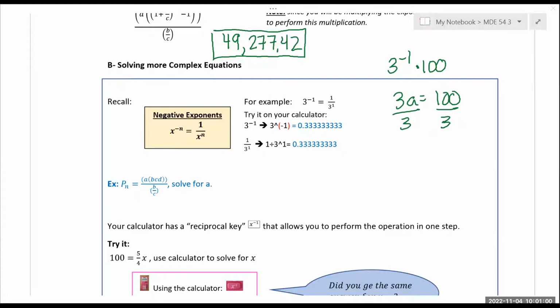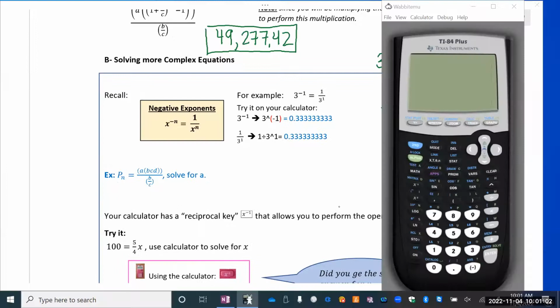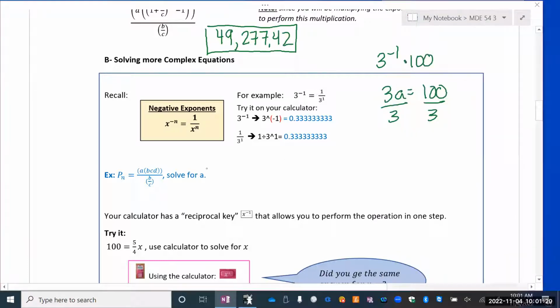So the reciprocal key for me is this x to the negative 1 button, which is right here. When I click that button, it's the reciprocal. So for example, 3 to the negative 1 should now be 1/3. 2 to the negative 1 is going to be half. So it's just another way to solve it.